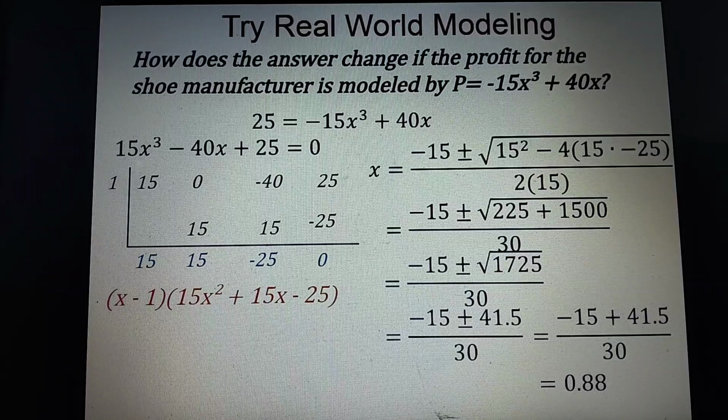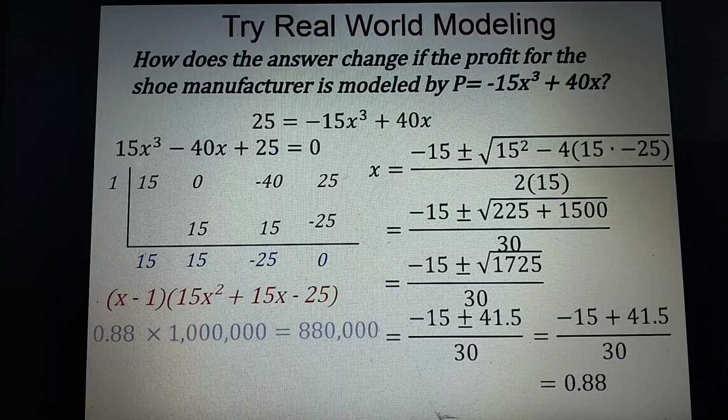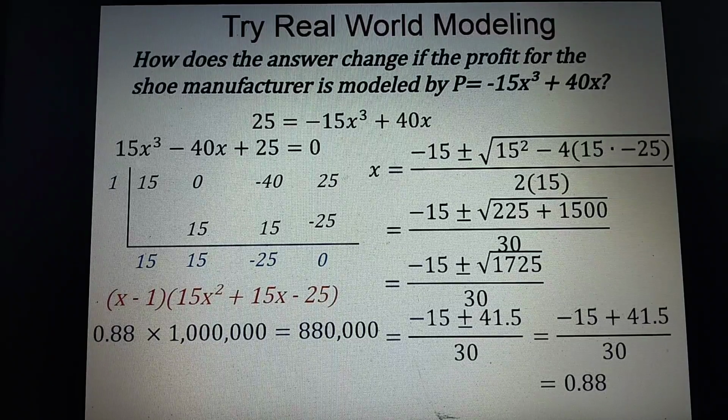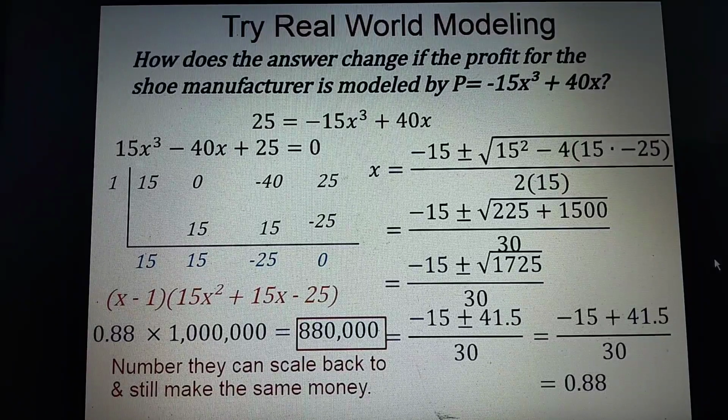And I get 0.88. Now remember, I'm not going to make 0.88 shoes. I mean, how do you make 0.88 of a shoe? You have to take that and multiply that by how many they're making. They're, you know, in increments of a million. So 880,000 shoes is what they can scale back to.